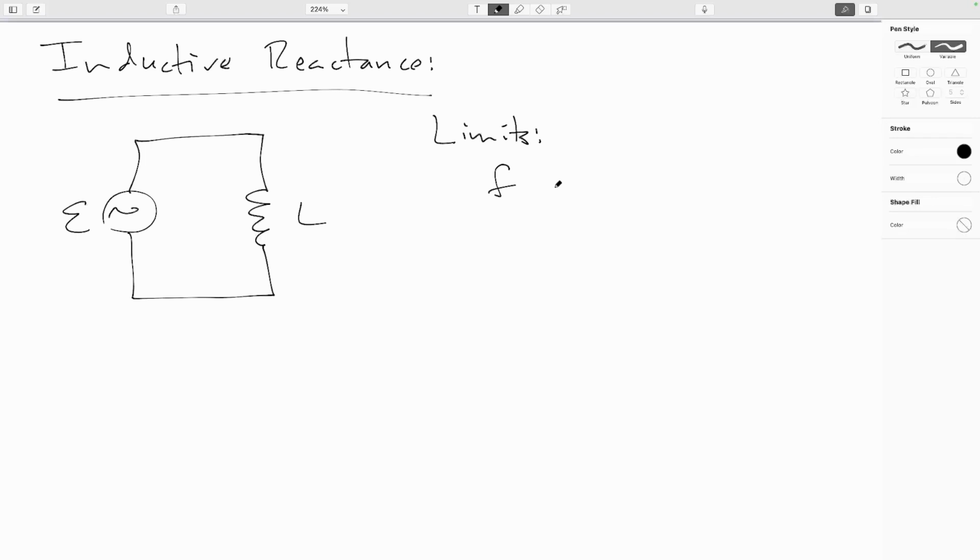So in the limit of the frequency being 0, that's DC. That means that our time rate of change of current is 0 because you're not changing. So the voltage across the inductor would have to be 0. So this means I would need my inductive reactance to be 0. It approaches 0 as frequency approaches 0.